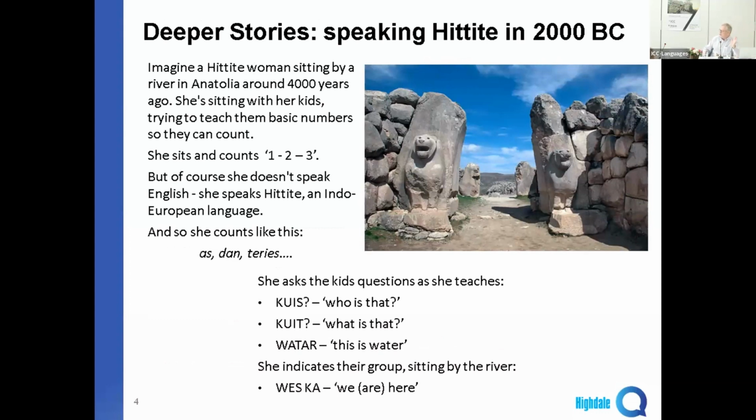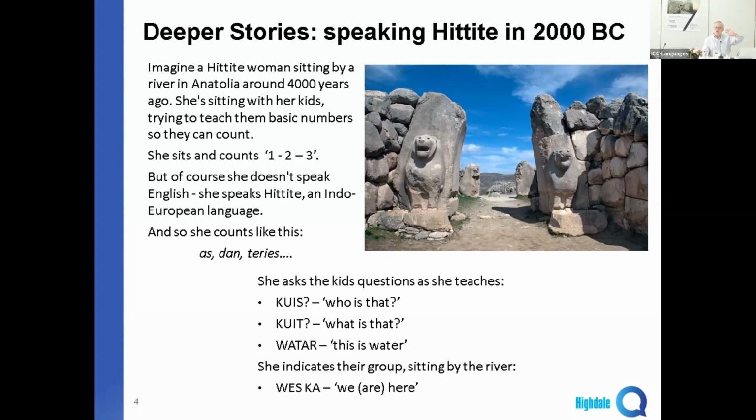So 2000 BC, 4,000 years ago, a woman in Anatolia, a Hittite woman, is sitting by the river talking to her children. And she's teaching them the numbers, the words for the numbers. And she counts 1, 2, 3. But in ancient Hittite, not in English. And ancient Hittite, you can see it on the screen. It's, I can't read it from here, which is 1, 2, 3 in ancient Hittite, which is the same word as 1, 2, and 3, because they are related over 4,000 years of history. Hittite is an Indo-European language, and we'll show later how it got to be in Anatolia.